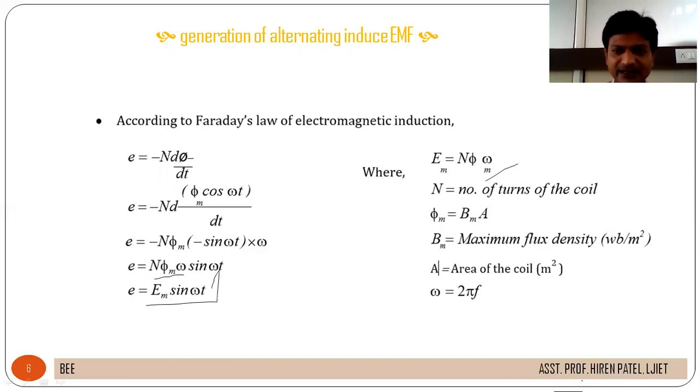Here, N stands for number of turns of coil. Phi m is the maximum value of flux. Bm stands for flux density. A stands for area of coil, and omega equals 2 pi f.